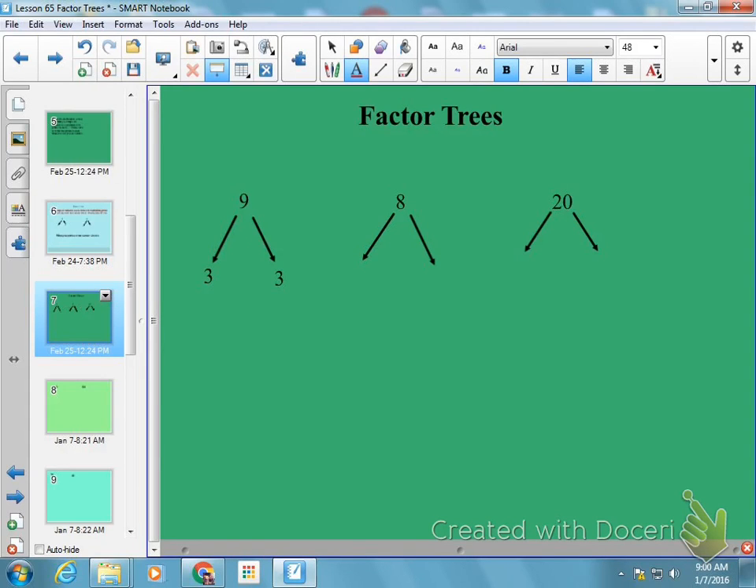So now I've already done 9 for you. What two numbers can I multiply together to get 9? 3 and 3. And remember, when we get to that prime number, we have to circle it. So I circled my 3 and my 3.